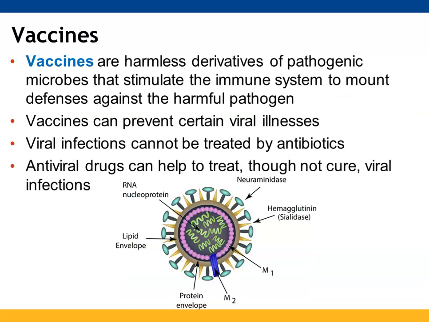So vaccines, we're definitely learning a lot about vaccines these days, are harmless derivatives of pathogenic microbes that basically stimulate our immune system to come up with a defense to help prepare it to fight those pathogens. They will only work, vaccines will, for viral illnesses. Viral infections cannot be treated with antibiotics. There's no cell wall, and that's typically what antibiotics are going to go after, trying to come up with a way to break down those bacterial cells.